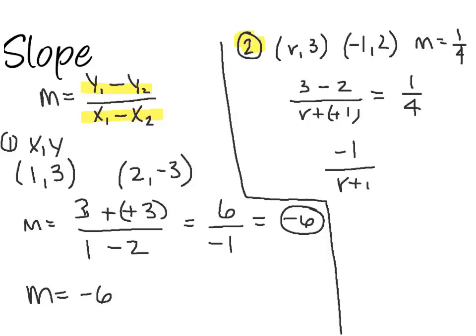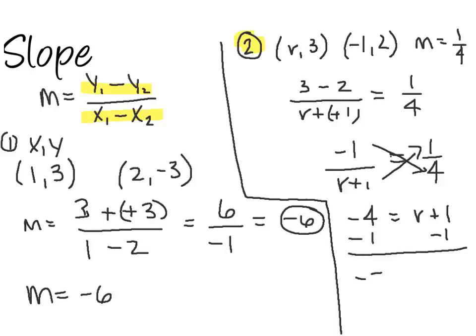And what I'm going to do is cross multiply. So I'm left with negative 1 times 4 gives me a negative 4 equals 1 times r plus 1, which is the same as just r plus 1. Then I want to solve for r. So I'm going to subtract the 1 on both sides. So r equals negative 5.